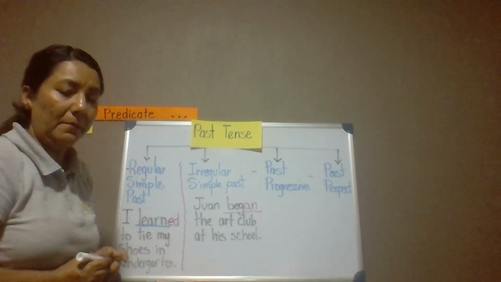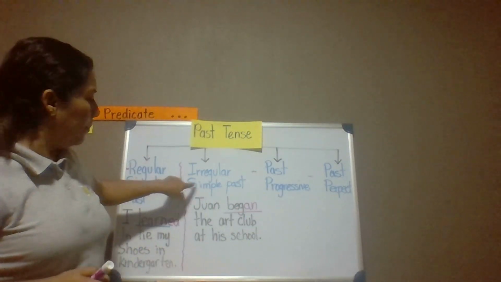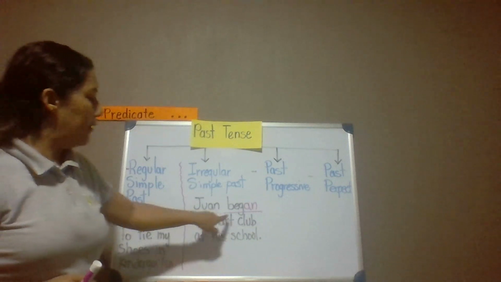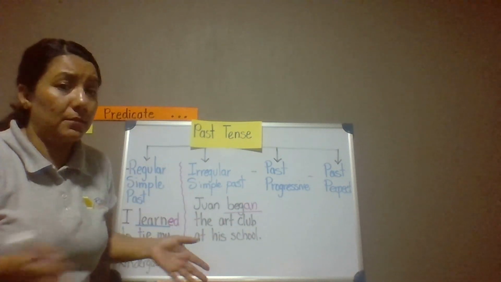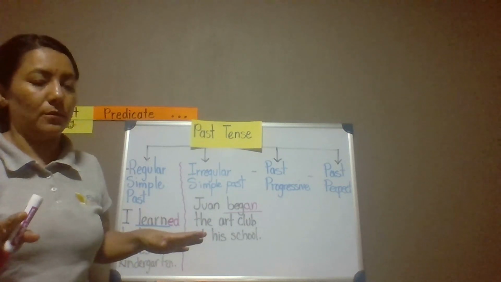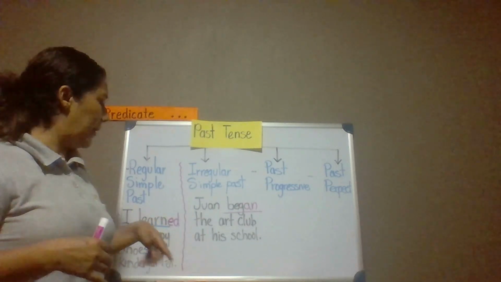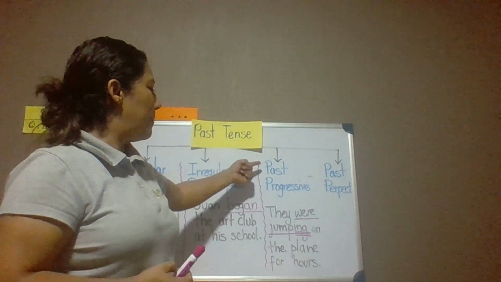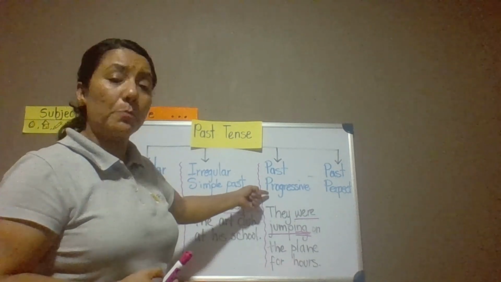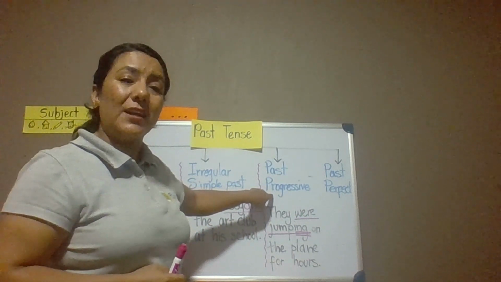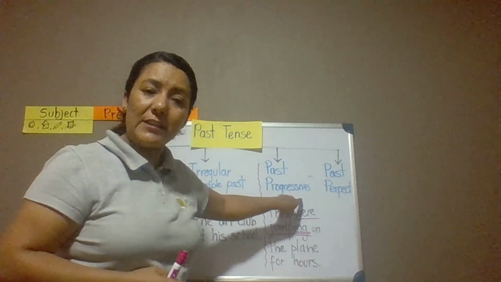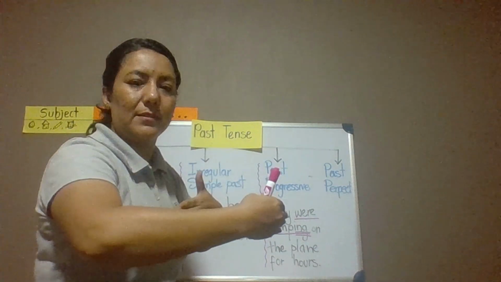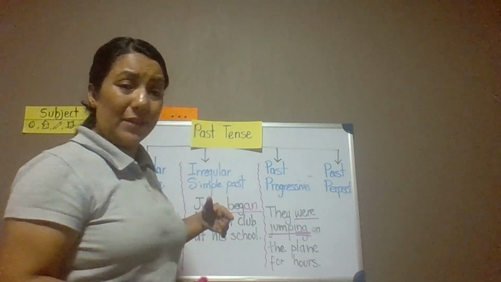Okay? And it is simple past, just like here, because there is only one verb in past to express a finished action. Juan began the art club at his school. Finished. Did it and finished. The next tense is past progressive. Remember we mentioned in present progressive that progressive means an action was in progress. It just kept happening. Let's read the example.